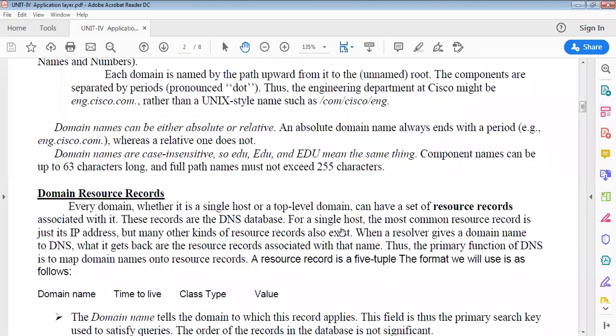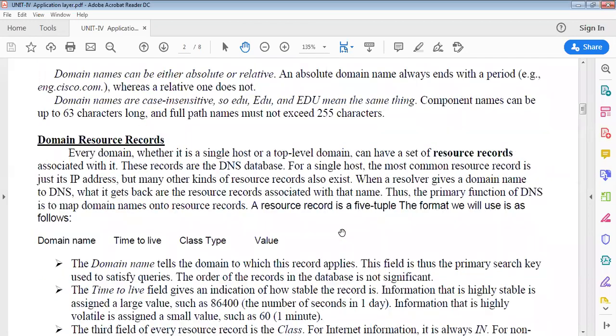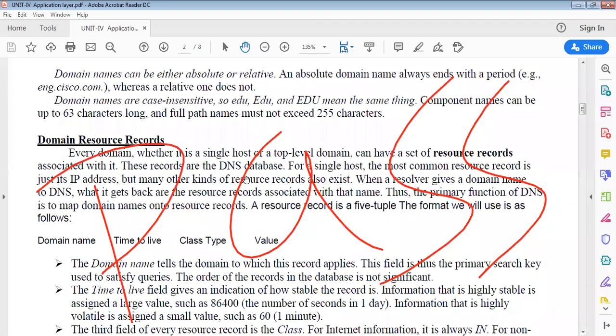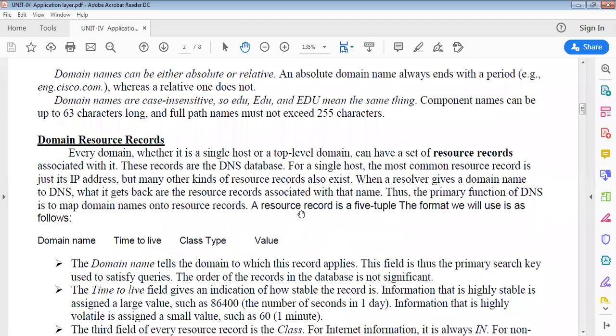Every domain, whether it is a single host or a top level domain, can have a set of resource records associated with it. These records are the DNS database. The most common resource record is just the IP address, but many other kinds of resource records also exist. For a host, if I am the host, I will be having my IP address as my record. When a resolver gives a domain name to DNS, it gets back the resource record. So whenever a resolver is sending a request and getting back a reply, it consists of this different other information as well.